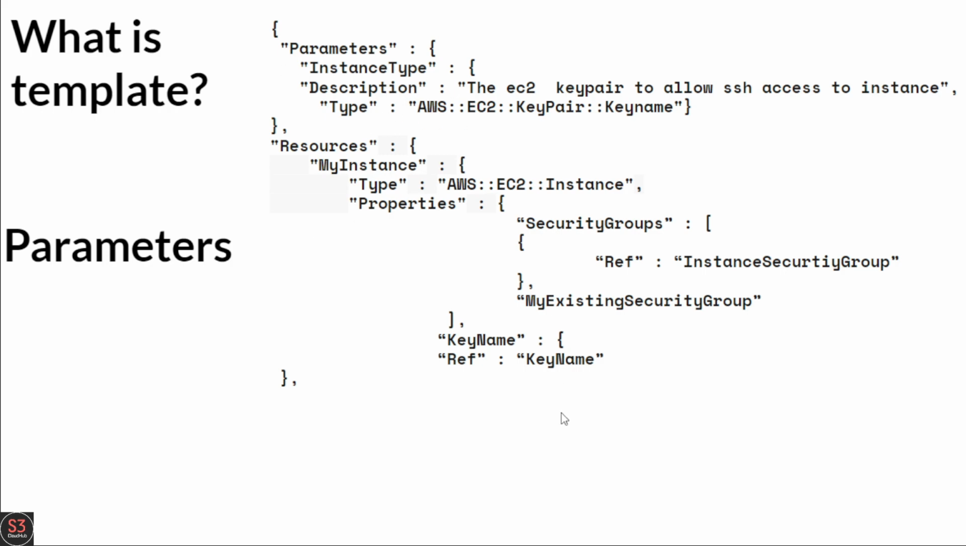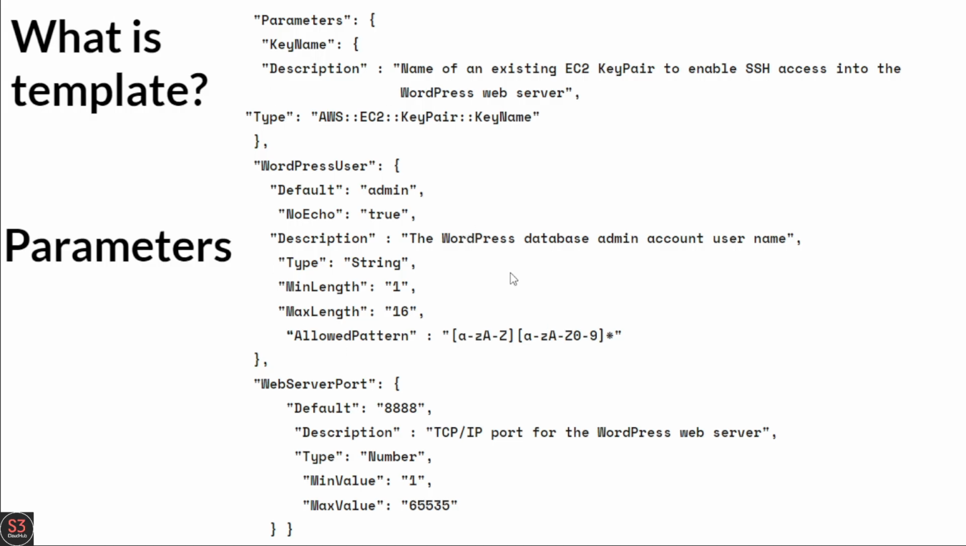Let's see some more parameters. So here are some more parameters. First is the WordPress user parameter, and there are many keywords in it. We can create a user as per our choice. Here there is a default user. Then we can add a description, and we can also specify the type which should be accepted by it. Here it is string type. Then we can also specify minimum length and maximum length, and we can also allow the pattern we want.